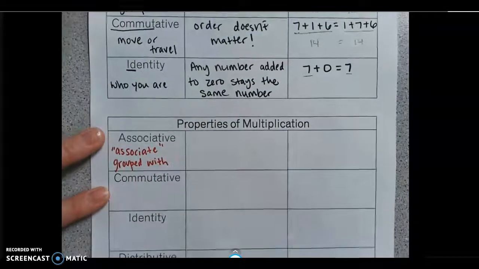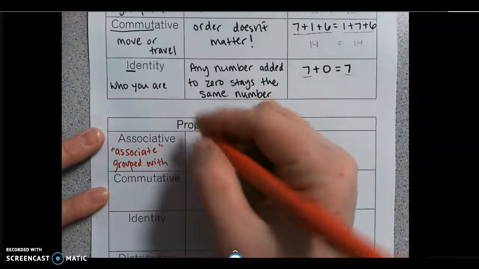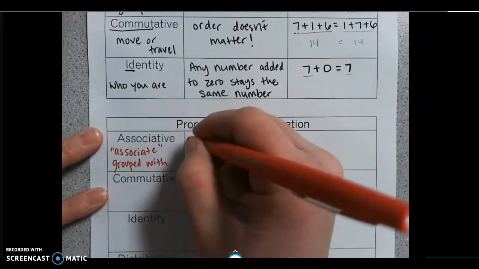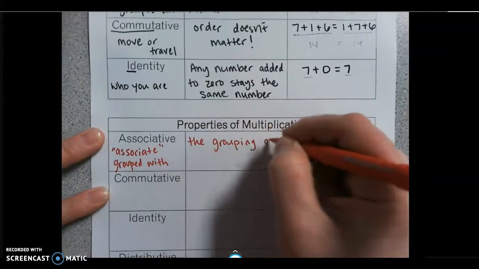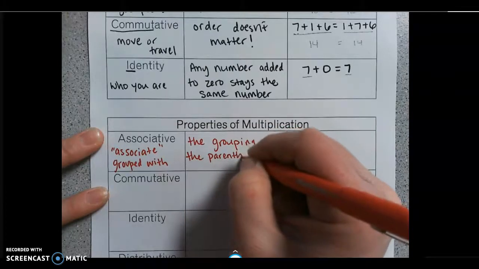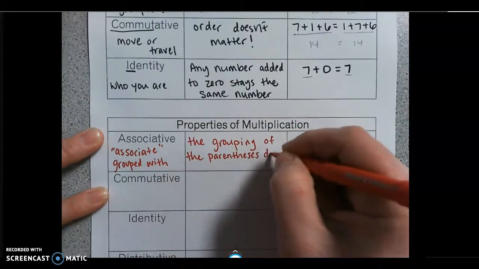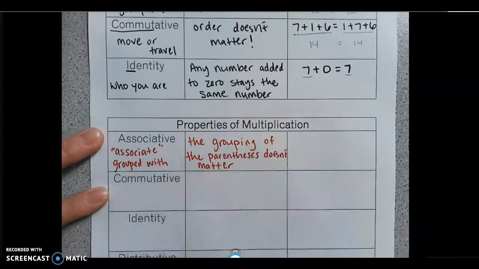So in the associative property, you're going to see parentheses most of the time. And what that means is the grouping of the parentheses doesn't matter. The grouping of the parentheses does not matter.